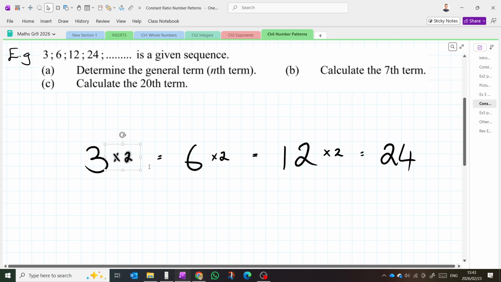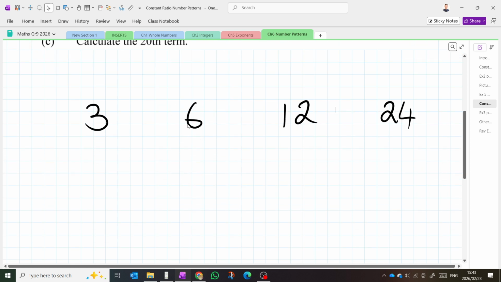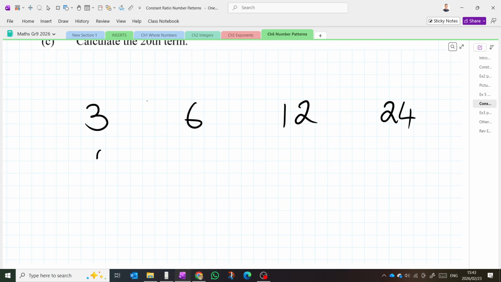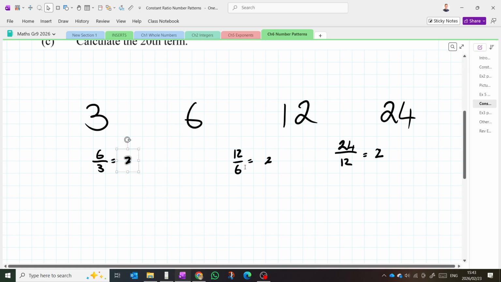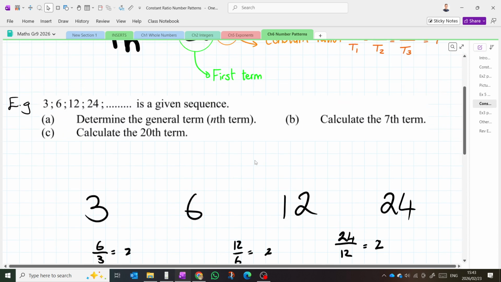You can also find it, if I get rid of this, like I said, by dividing the next term by the previous term. So 6 divided by 3 gives us 2. You could have done 12 divided by 6 gives you 2. Or you could have done 24 divided by 12, also gives you 2. As long as they all give you the same answer, so the following term divided by the previous one, that will be your ratio.